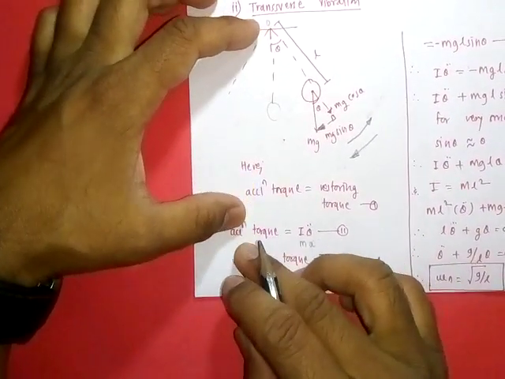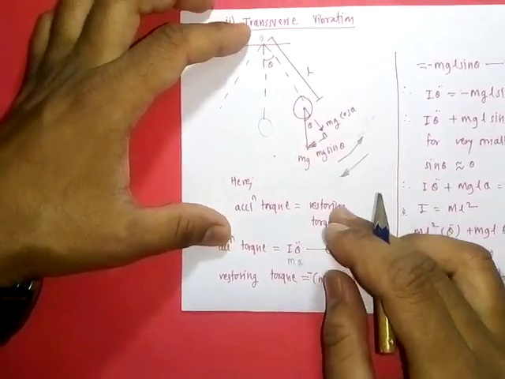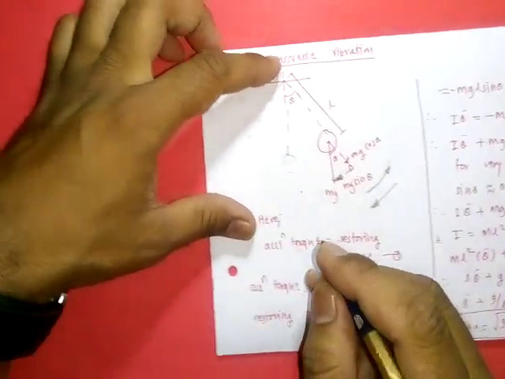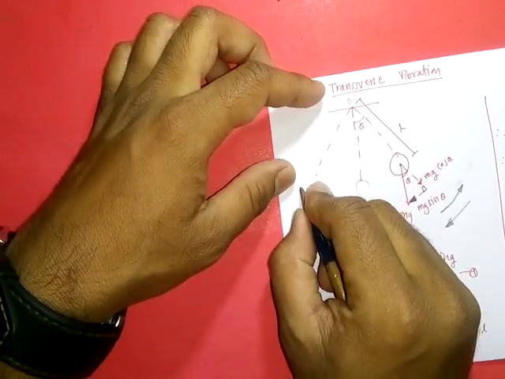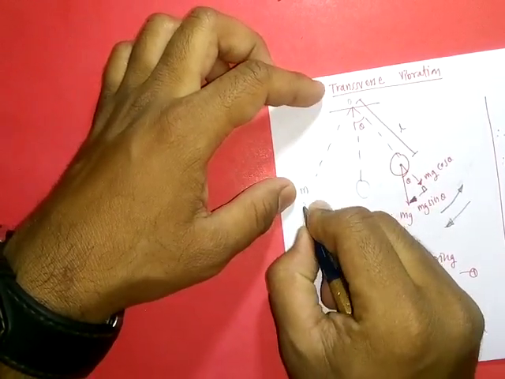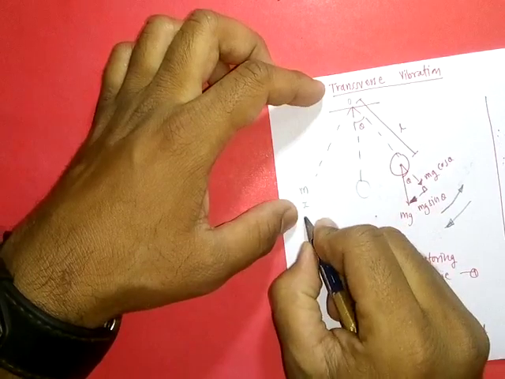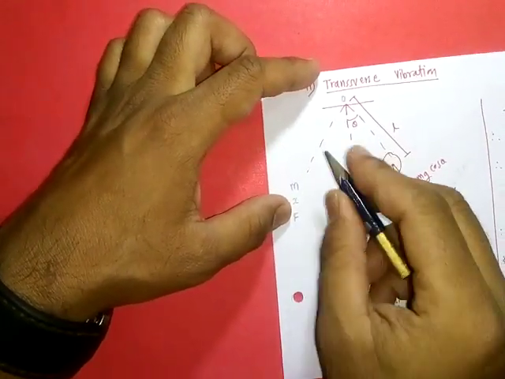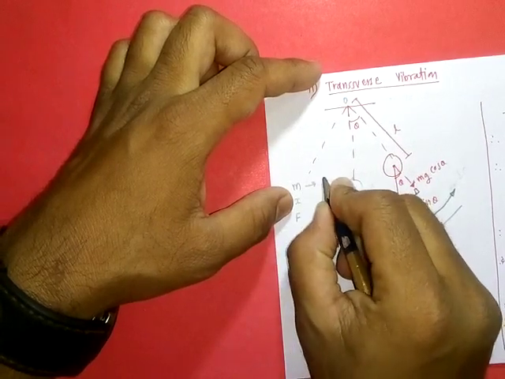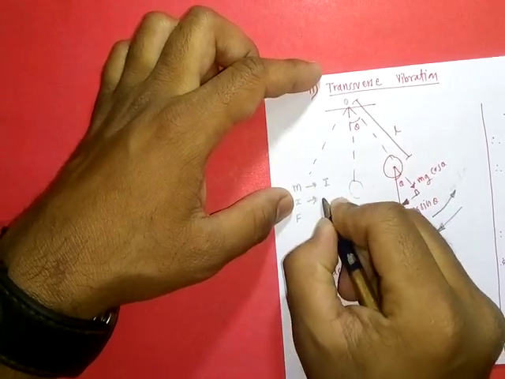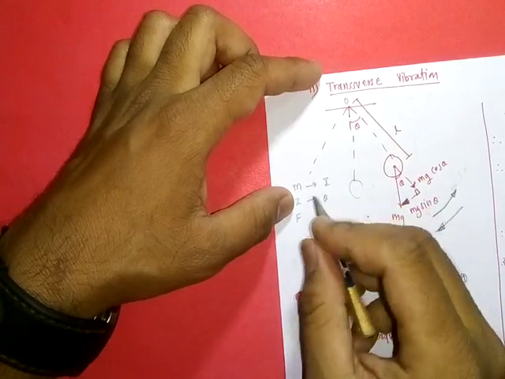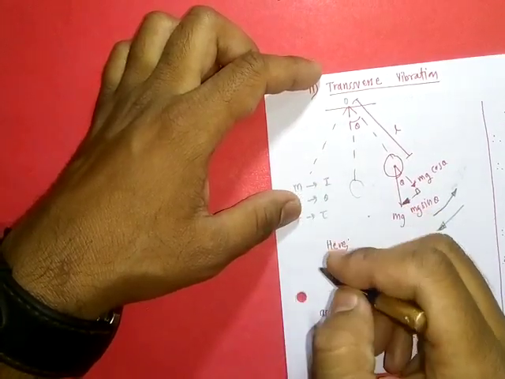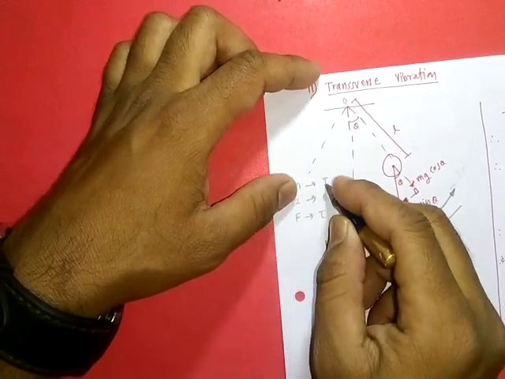First, accelerating torque is equal to I theta double dot, because we know that in linear motion we have mass, linear displacement and force. Corresponding terms in angular motion are: for mass there is mass moment of inertia, for linear displacement we have angular displacement, and for force there is torque. These are the corresponding terms for linear and angular motions.